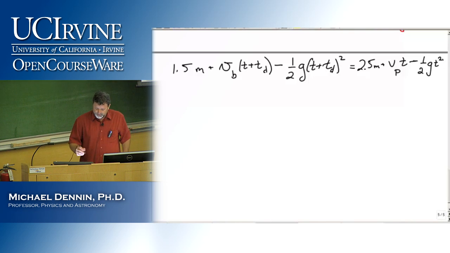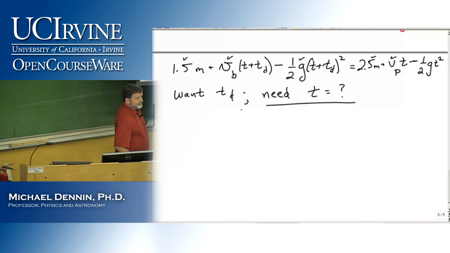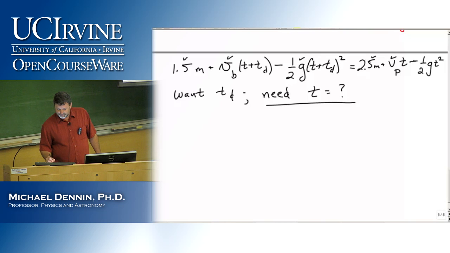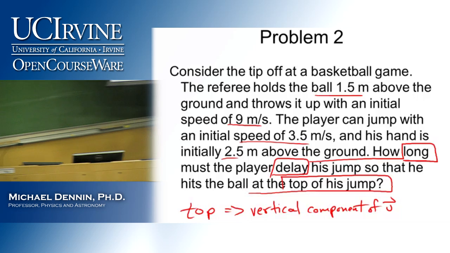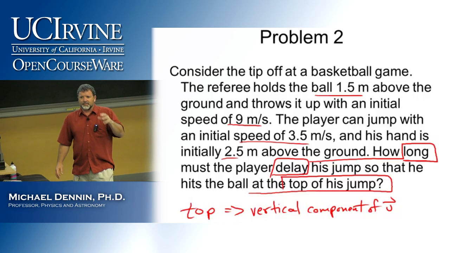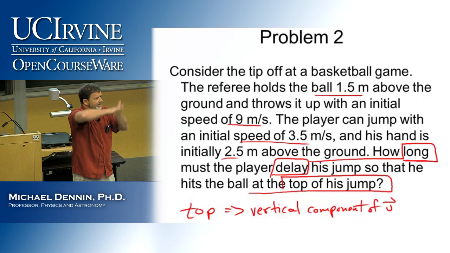Now, what do I have in here? I know that, obviously. I know that. I know that. I know that. I know that. I want td, but I need time. I don't know what that is. At this point, I go back to the question and ask myself, what facts have I not used yet? What in here will allow me to find the time t that I'm going to hit that ball at?